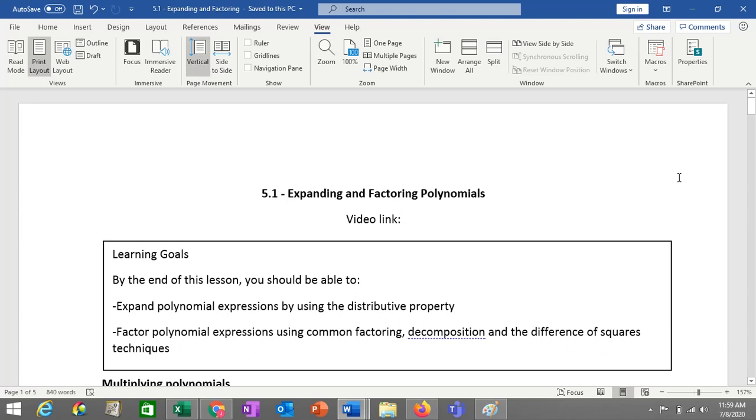Hi everyone. So this is Unit 5, Lesson 1, Expanding and Factoring Polynomials. Just a quick note about this unit. If you looked originally on Brightspace, we had a Unit 5 and Unit 6, but due to the timetable that we have for summer school, I've just combined them into one unit.